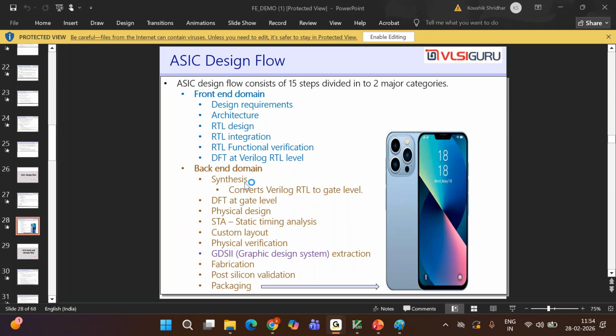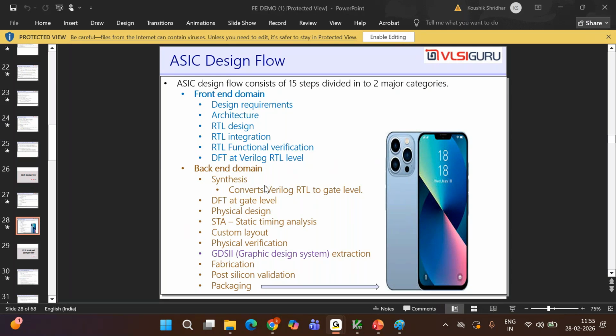Synthesis. You would have come across RTL designing plus synthesis, and some job roles also. What synthesis does is convert RTL into gate level. That's it. It's not like we write the gate level implementation from scratch. There are tools present. One example is Design Compiler, which converts the RTL Verilog code to the equivalent gate level.